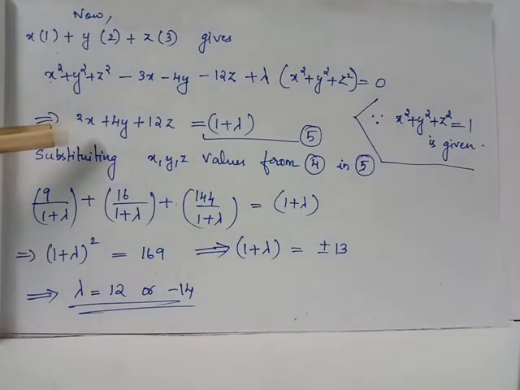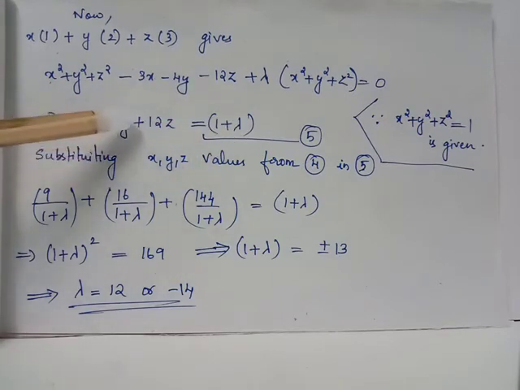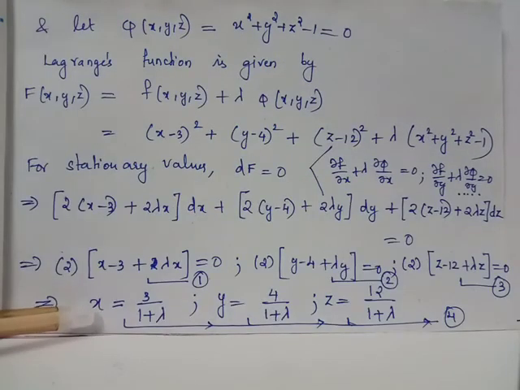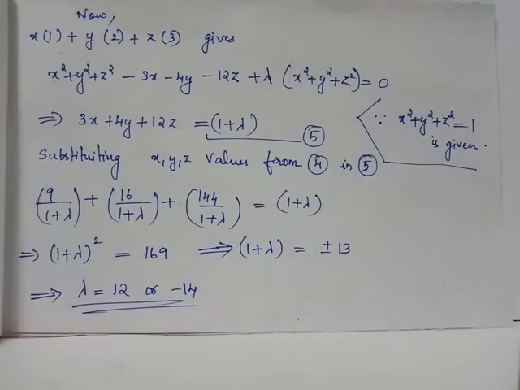We already know the expressions of x, y and z in terms of lambda. So we remove x, y and z and replace them by the expressions we already obtained for x, y and z involving lambda. We substitute these and reduce this expression to obtain an equation only in terms of lambda. We solve this equation and we get the two possible values for lambda, which are 12 and minus 14.